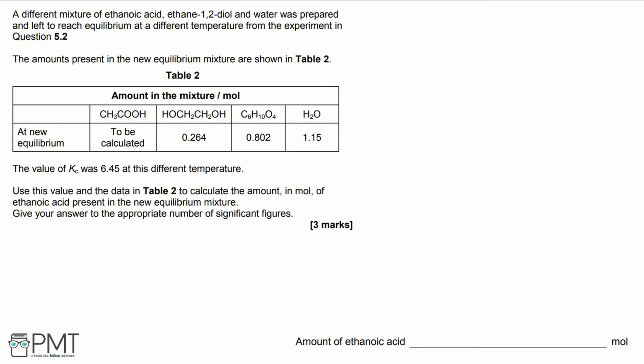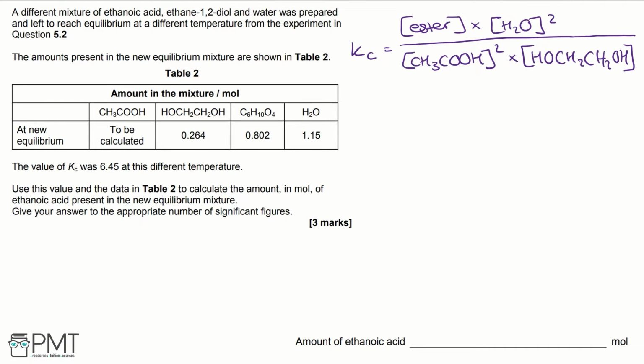equilibrium at a different temperature from the experiment in question 5.2. The amounts present in the new equilibrium mixture are shown in table 2. The value of Kc was 6.45 at this different temperature. Use this value and the data in table 2 to calculate the amount in moles of ethanoic acid present in the new equilibrium mixture. Give your answer to the appropriate number of significant figures.